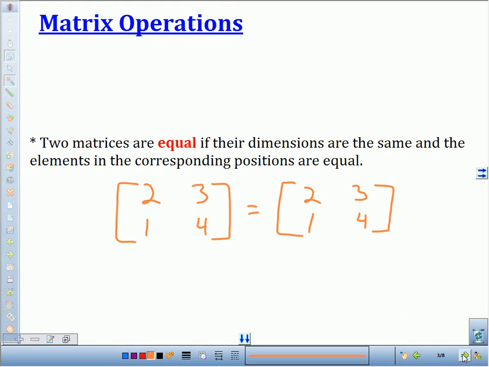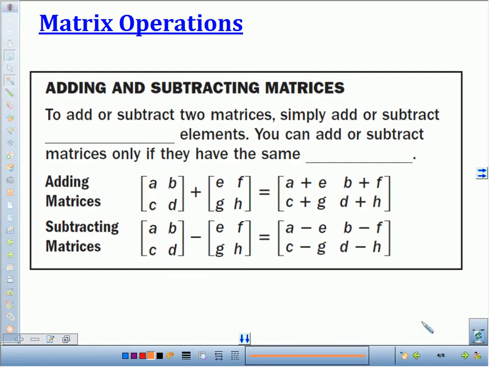Now let's look at some operations. There are a couple of different basic operations we can do. One of them is adding and subtracting. All right. If we want to add or subtract 2 matrices, we simply add or subtract the corresponding elements. And we just saw that the corresponding elements are the elements that are in the same place in each of the matrices. You can add or subtract matrices only if they have the same dimensions.